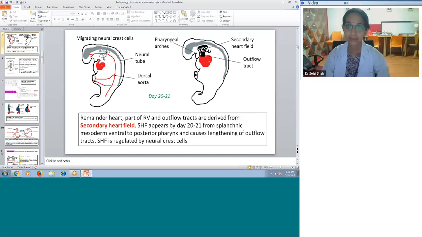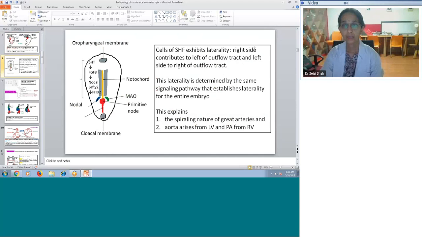And this secondary heart field contributes to development of the remaining right ventricle and the outflow tracts, and also it plays a very crucial role in lengthening of the outflow tracts. The secondary heart field is primarily regulated by the neural crest cells. Now, similarly, like the primary heart field, you have the laterality pathway for the secondary heart field also.